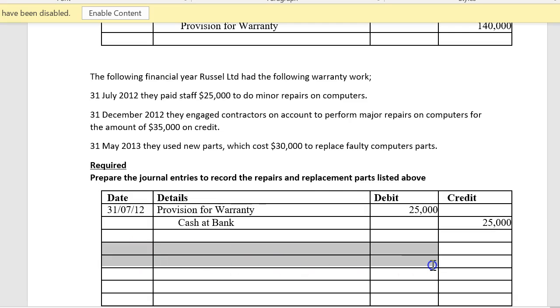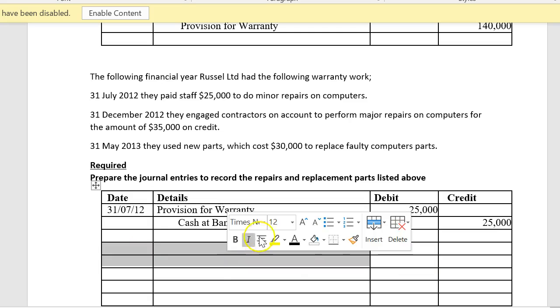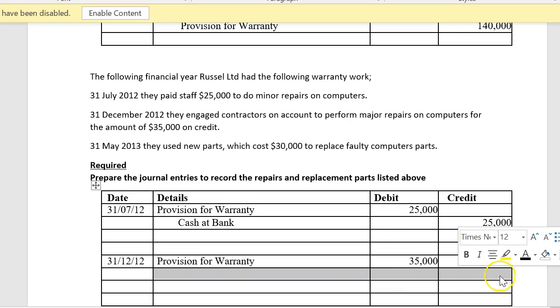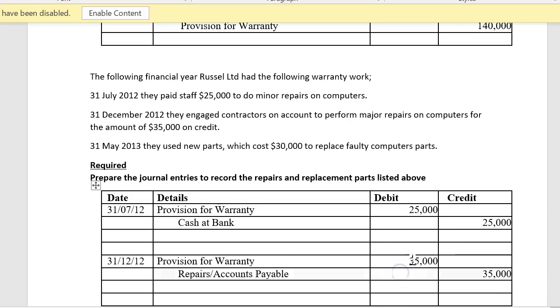On 31st of December, they engage contractors on account, which means they haven't yet paid their contractors $35,000. So what you do is you debit provision for warranty, credit repairs payable or accounts payable. There you go.